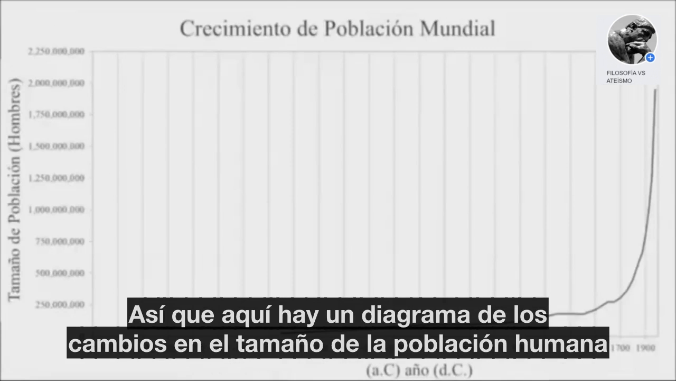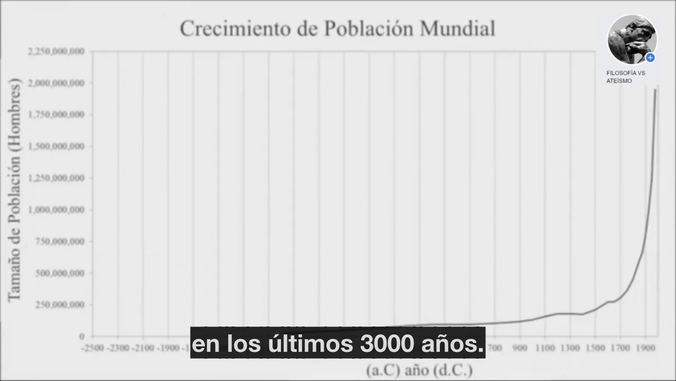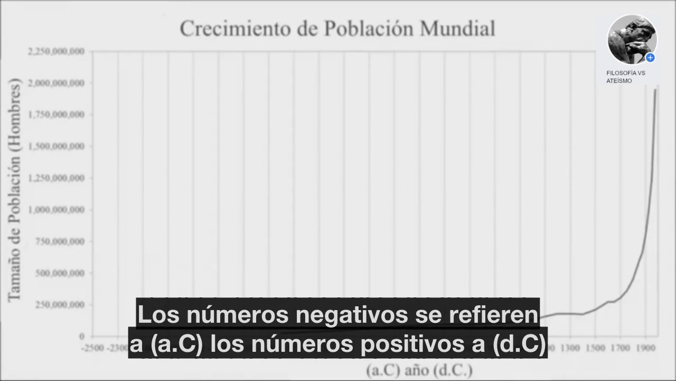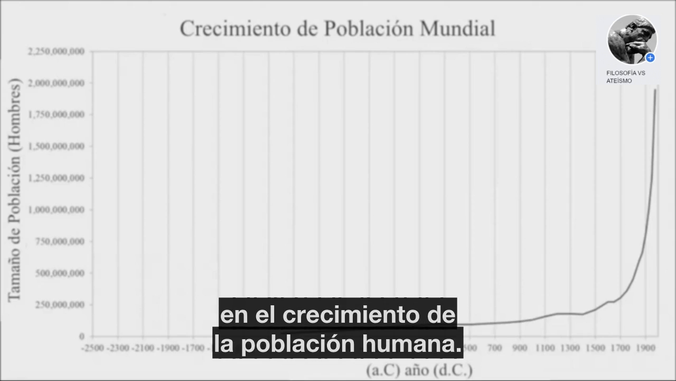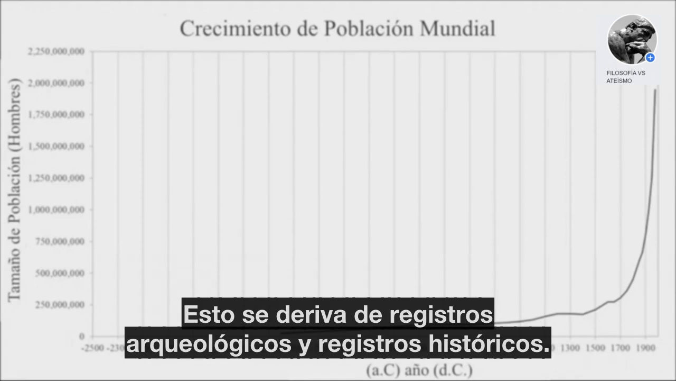So here's a diagram of changes in human population size over the last 3,000 years. The negative numbers refer to BC years, the positive numbers to AD. You can see in the last few hundred years there's been a spike in the human population growth. This is derived from archaeological records and historical records.